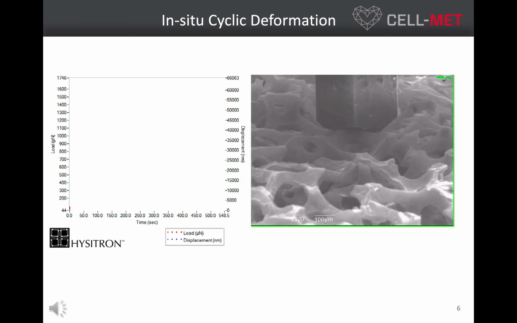It is also important to know what happens when scaffold structures are subjected to multiple loading-unloading cycles. We are using an in situ characterization approach to understand time-dependent mechanics of the materials and architectures used for supporting the cardiac tissues. The video here shows cyclic deformation of a porous architecture by in situ indentation.